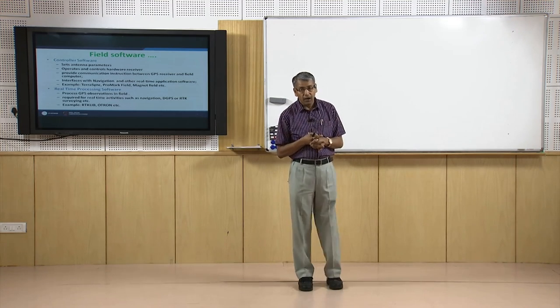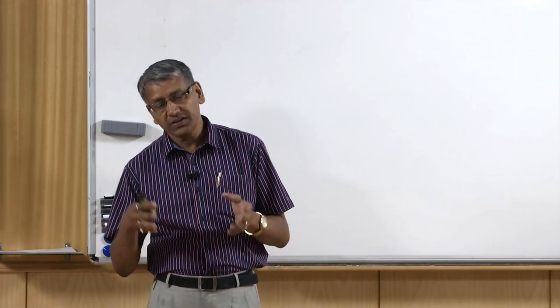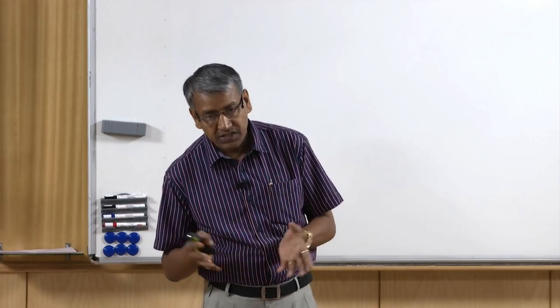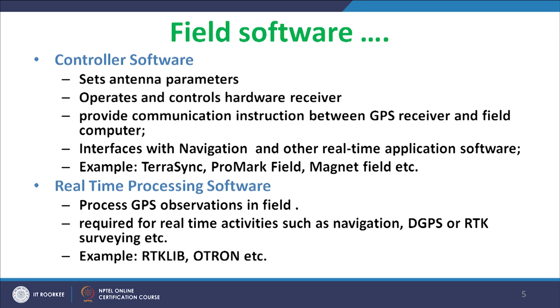Apart from that, there is one more type of software available within the controller of a GPS receiver, that is the real time processing software. This software makes use of the processed data of the GPS receiver and provides the user real time information about the position of a receiver or the navigation status. If we want to navigate around in a city, then the real time processing software will provide us the necessary guidelines or navigational parameters. Some of the real time software that we use are ArcPad, Ortron, etc.